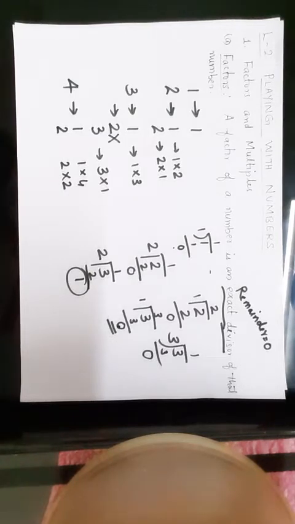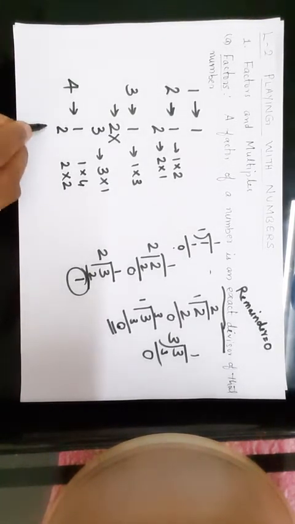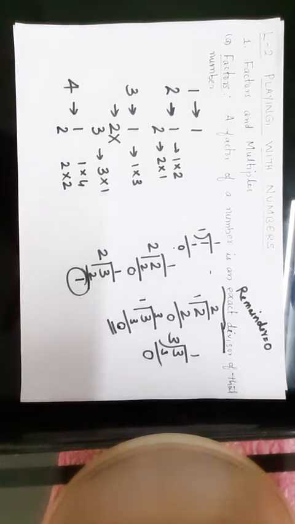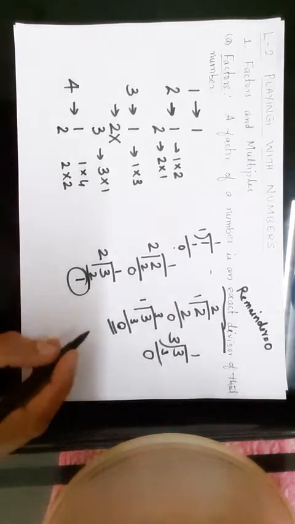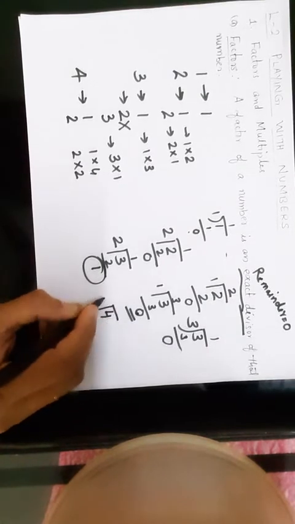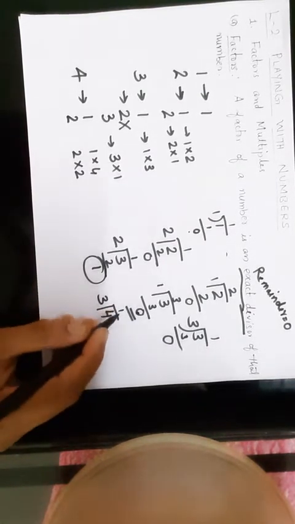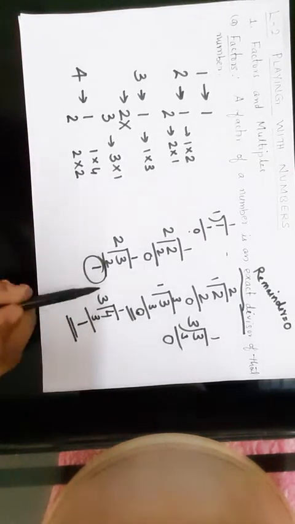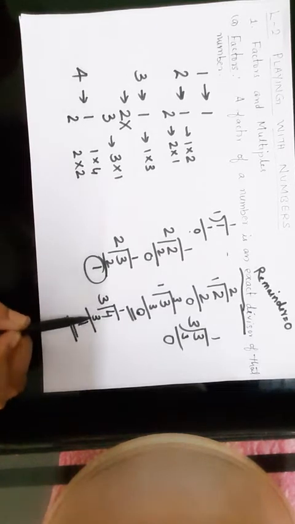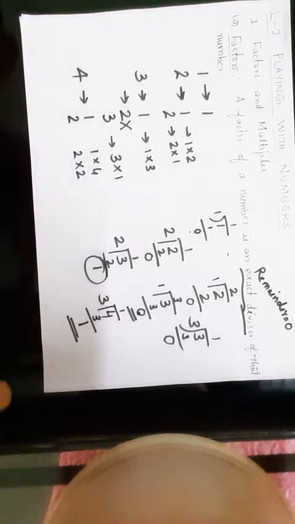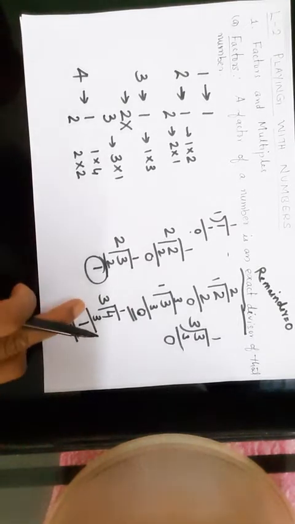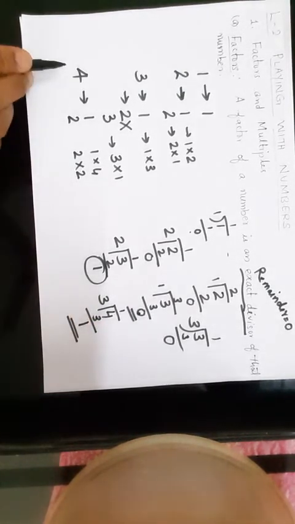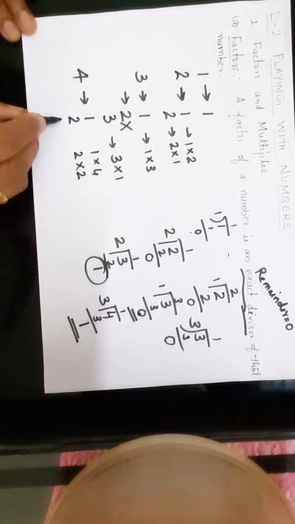Is there any number that multiplied with 3 gives 4? No. We can check again: 4 divided by 3 is 1 time 3, and the remainder is 1. We are not getting 0. That means there is no number that multiplied with 3 gives 4. So 3 is not a factor. Then let us check 4. Yes, 4.